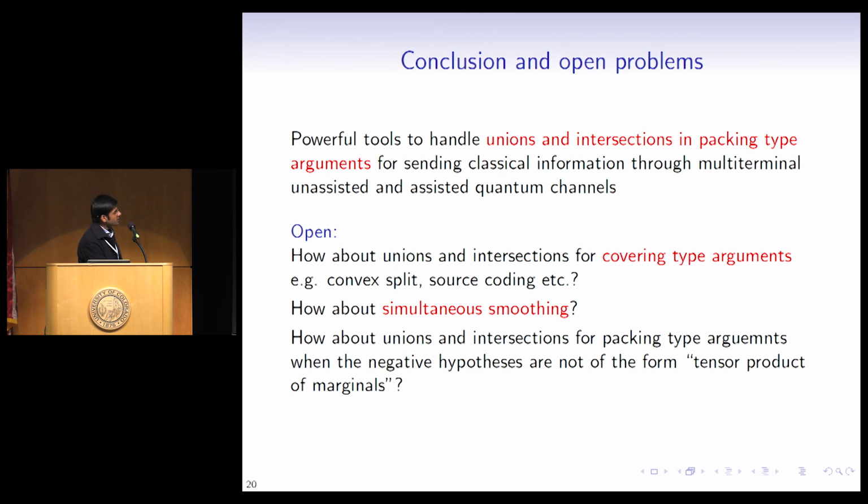For example, we cannot recover the quantum 2 sender 1 receiver source coding problem, which is also known as the quantum Wyner-Ziv problem. Now, how about union and intersection in the packing type arguments when the negative hypothesis states are not of the form of a tensor product of marginals? Like if the negative hypothesis is not of the form tau M tensor tau N, if it's a joint state. Okay, so this is another interesting open problem to pursue.